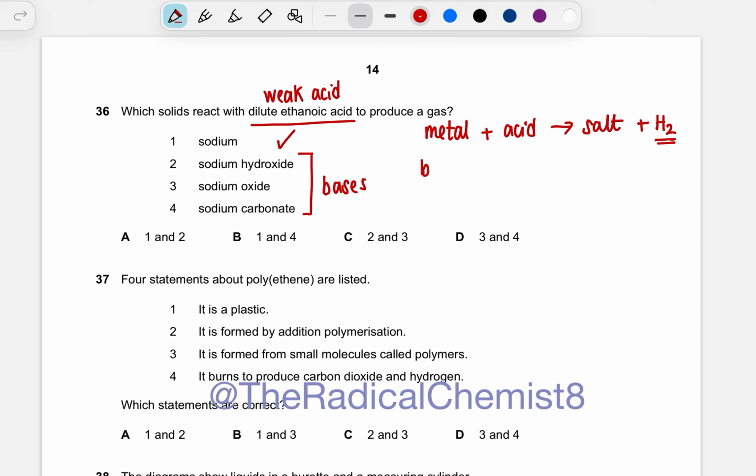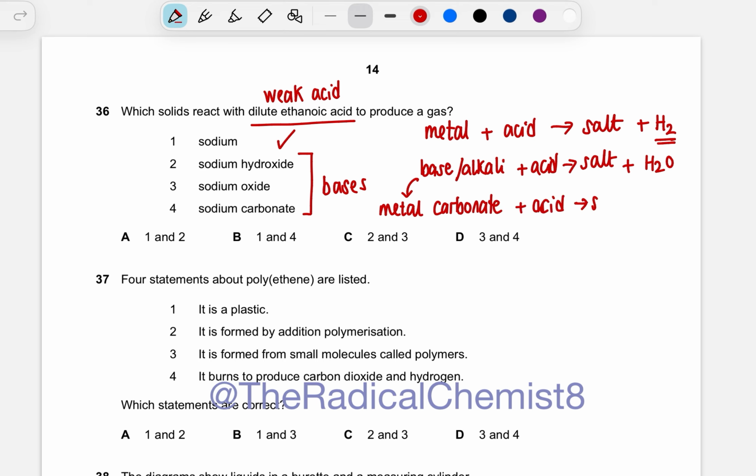And then base or alkali plus acid makes a salt and water. And finally, one type of base, which is a metal carbonate plus acid, gives you a salt plus water plus carbon dioxide. So again, you've got gas.